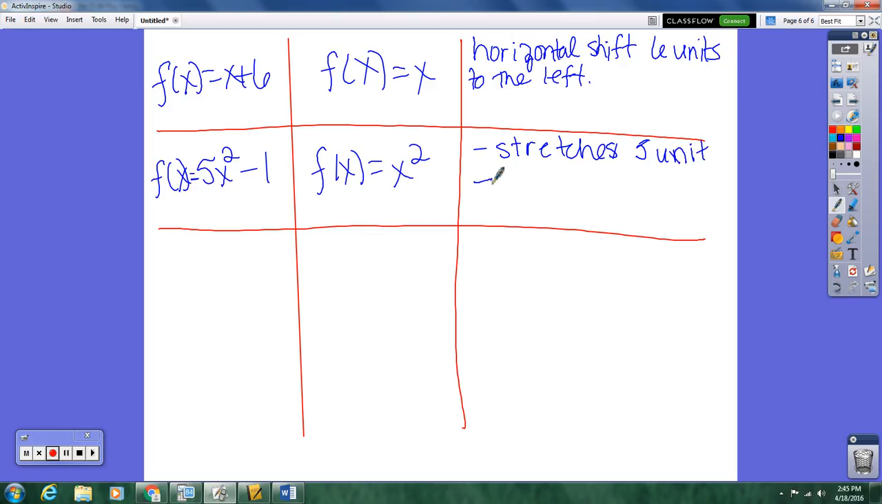So the second part is a vertical shift, 1 unit down.